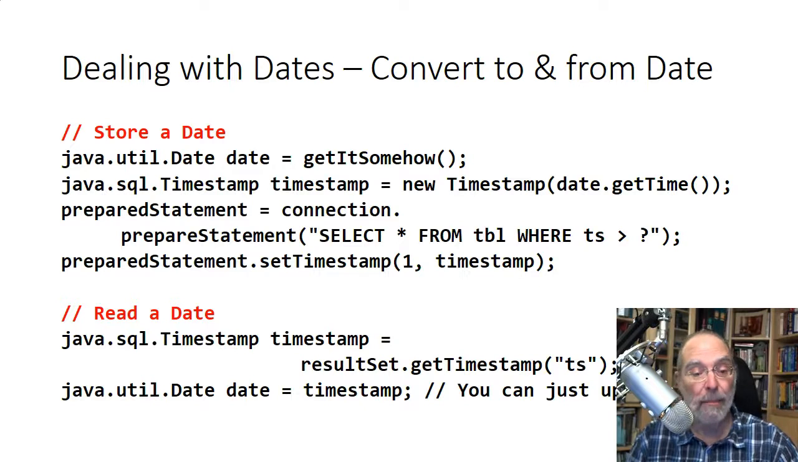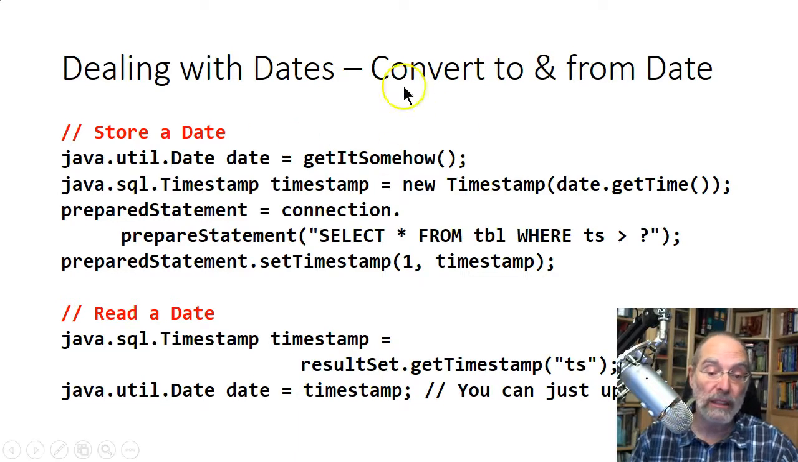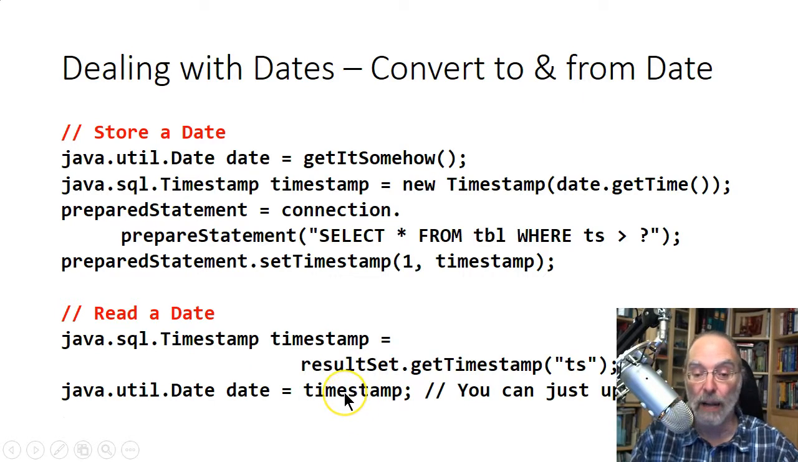In the second example, we're going the other way. Here, we're retrieving a timestamp from the database, and we're assigning it to a date object. And notice it's really simple to do because timestamp and date form an inheritance. Timestamp is derived from date.